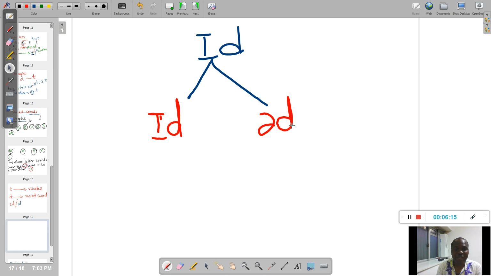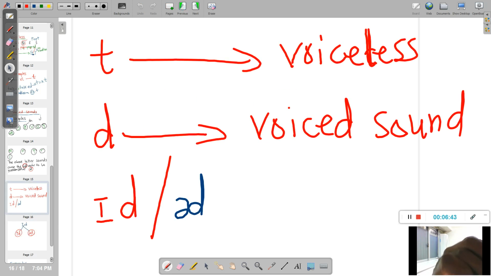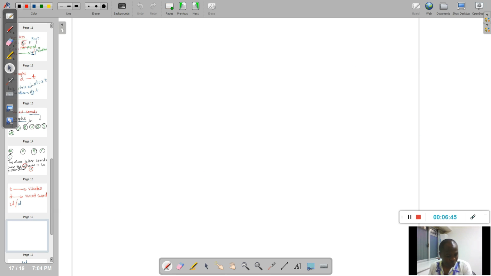Then the question is, when is the id sound used? When are we supposed to use it? Because we look at the two, the voiceless and the voiced sound, and this one has nothing to do with voiced or voiceless. So if that's the case, under what situation do we use the ed and the id? This is what we're going to talk about today. Okay, so please stay tuned.